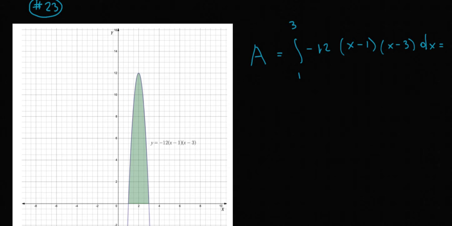To calculate this integral, first multiply out negative 12 times (x minus 1) times (x minus 3). I'm going to do it in two stages. First, let's multiply (x minus 1) times (x minus 3). That will be x squared minus 4x plus 3.